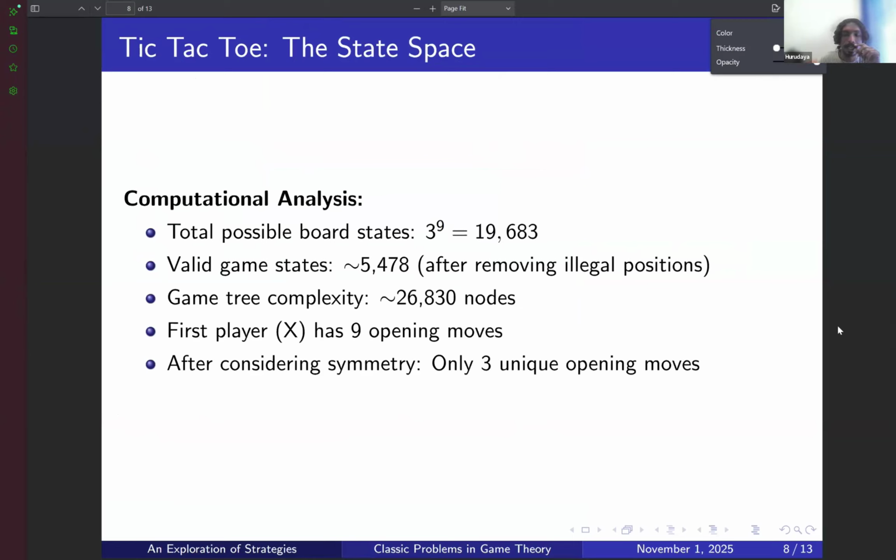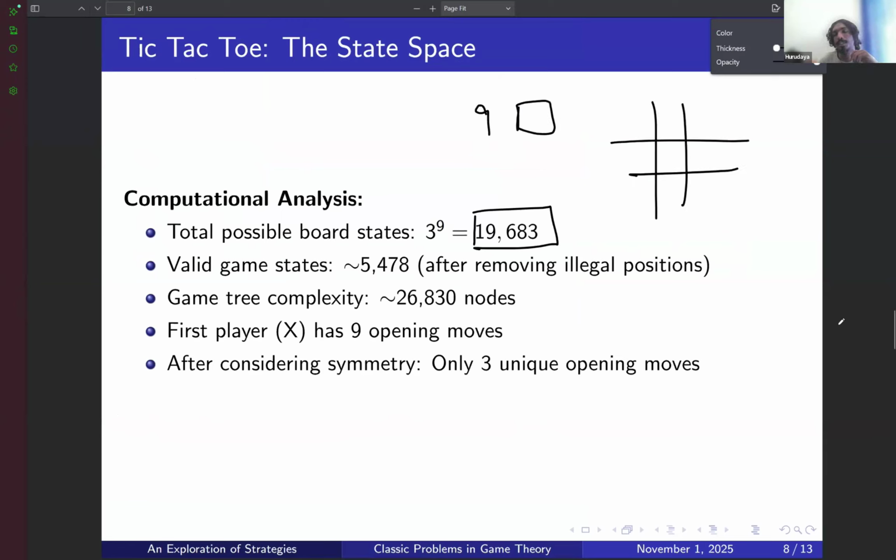So there's only like 20,000 possible states, right? Because if I have a board, there's 9 blocks, right? There's 9 of these, and each of them can have an X, an O, or they can be empty, right? Yes, sir. And so that means we have 3 to the power 9 possibilities. Everyone's okay with how that comes? Yes, sir.